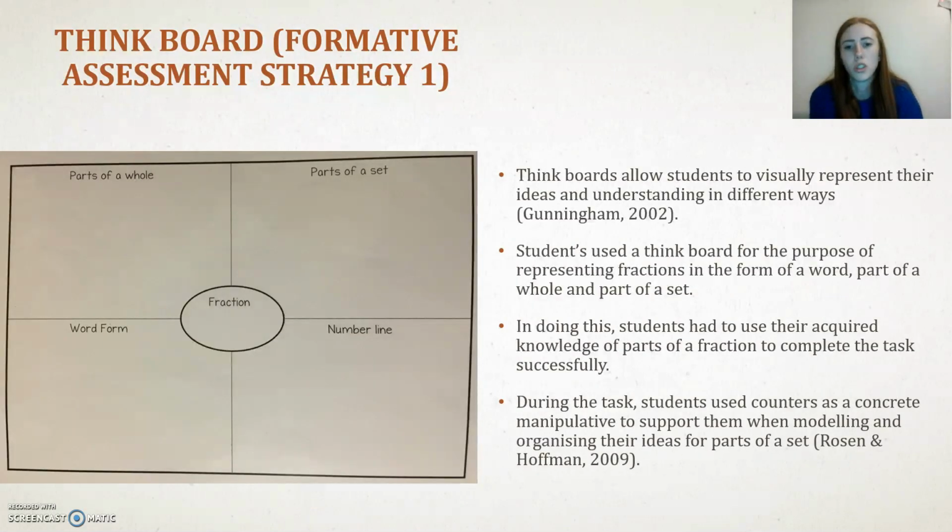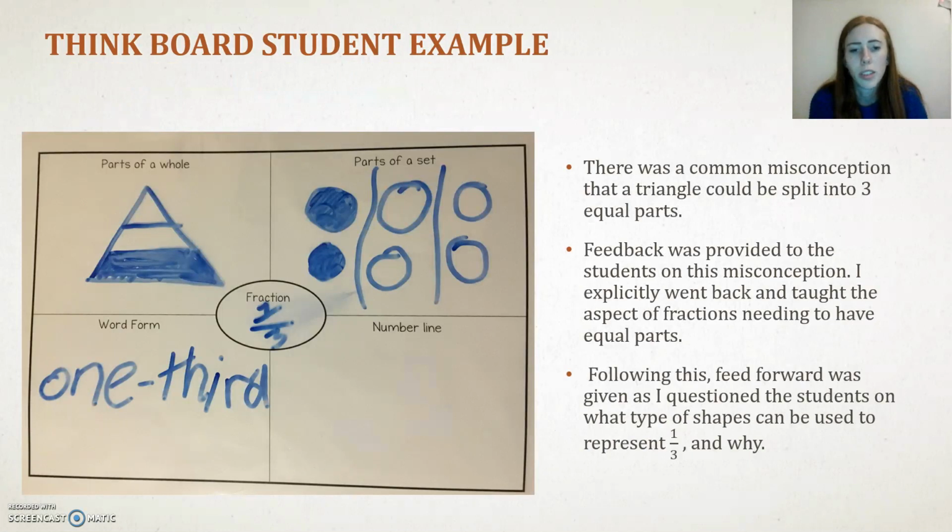Formative assessment strategy 1 was a think board. Think boards allow students to visually represent their ideas and understandings in different ways. Students used a think board for the purpose of representing fractions in the form of a word, part of a whole, and part of a set. In doing this, students had to use their acquired knowledge of parts of a fraction to complete the task successfully. During the task, students used counters as a concrete manipulative to support them when modelling and organising their ideas for parts of a set. Here is a student example of a think board.